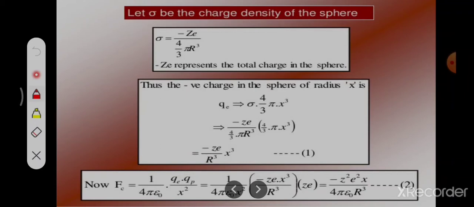Now, Fc is equal to 1 by 4 pi epsilon naught into QE into QP divided by x square. From this, 1 by 4 pi epsilon naught into x square into, we know the QE value, that is minus Z into e into x cube divided by capital R cube, and QP is equal to Ze. From this, Fc is equal to minus Z square e square x divided by 4 pi epsilon naught into capital R cube. Consider it as second equation.